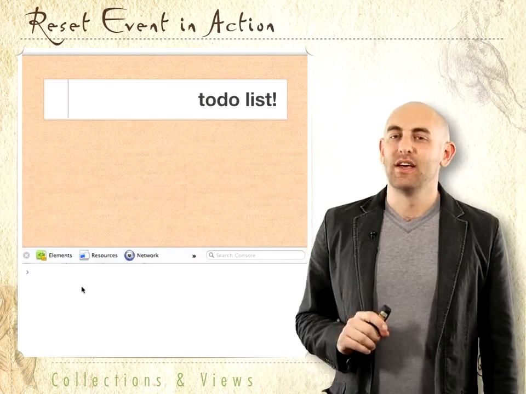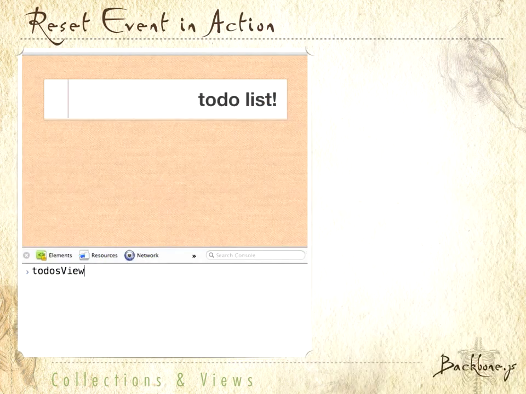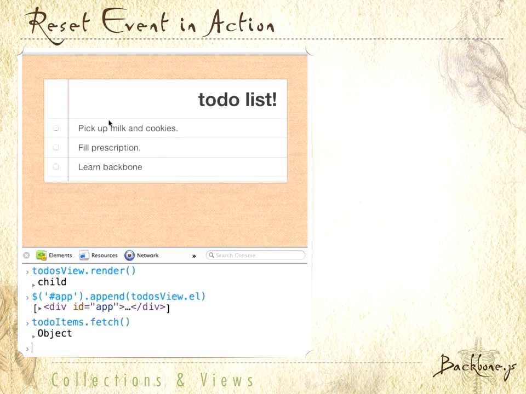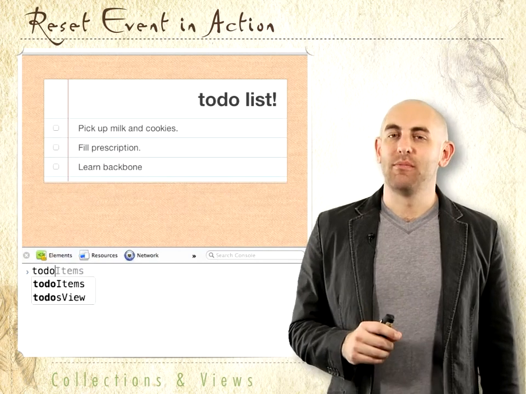Let's see the reset event in action. So to start, we're going to take our collection view and render it. Then we're going to add the collection view's top level element into the DOM. So now when we get our collection and call fetch on it, it's going to fetch the new data from the server, and when that reset event is fired, it's going to update the DOM. There is one problem though.